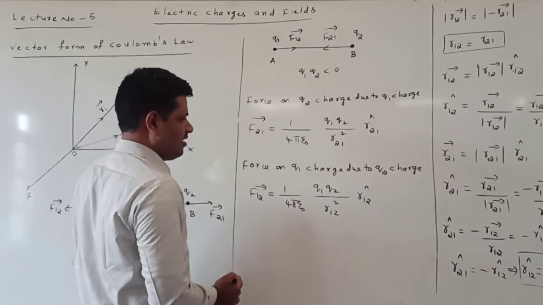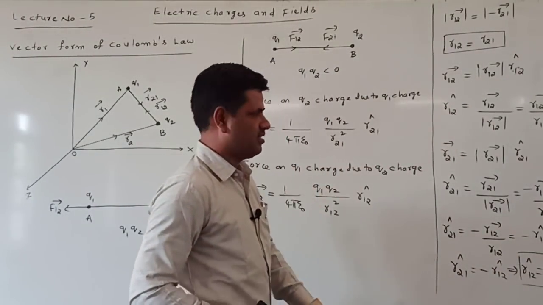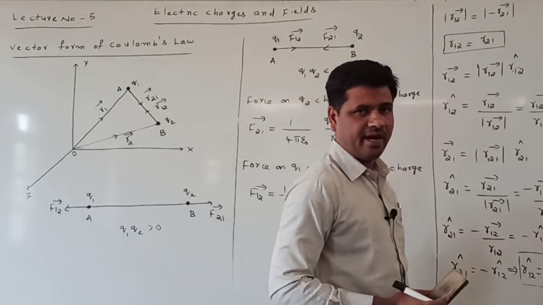Now I am changing this here. We know that r12 cap is equal to minus r21 cap. We can write like this. Another condition we also know is that r12 is equal to r21. We can write like this.